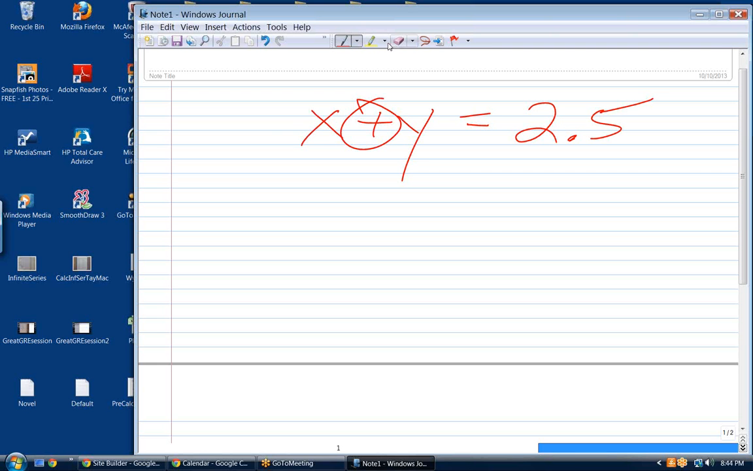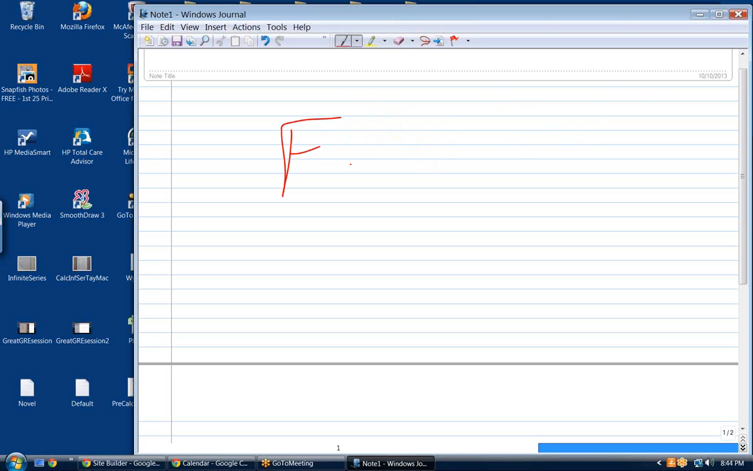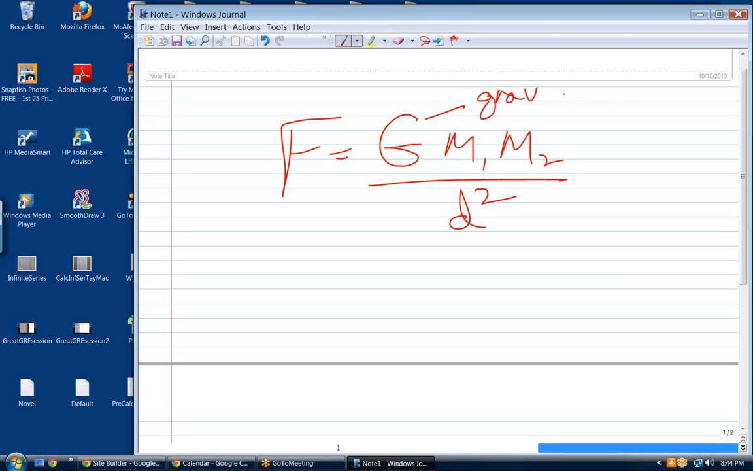And of course, the most famous one of all is the force of gravity. So how would you describe this relationship? If M1 is the mass of one planet, M2 is the mass of another planet, and D is the distance between them, and G is a gravitational constant, meaning we know what it is. So you would say the force of gravity between two planets is what?